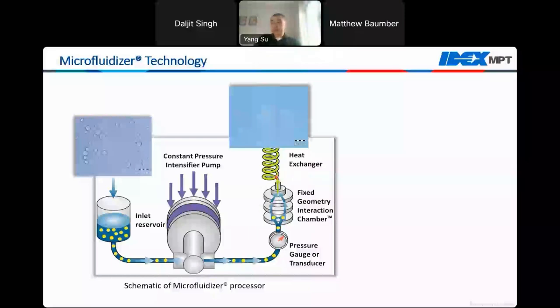After processing through the interaction chamber, the product temperature can be efficiently controlled by a cooling device such as a cooling coil or heat exchanger, depending on the machine, if needed.